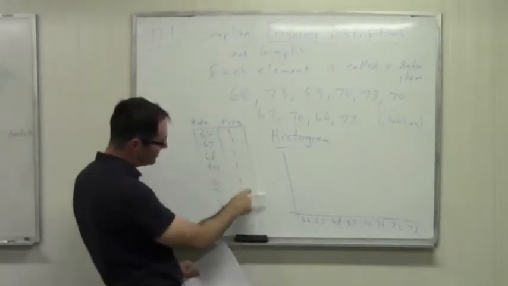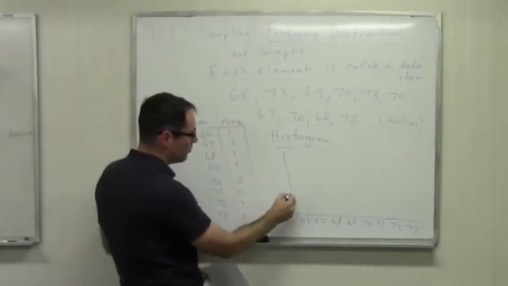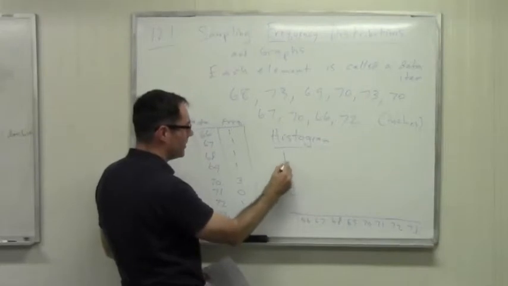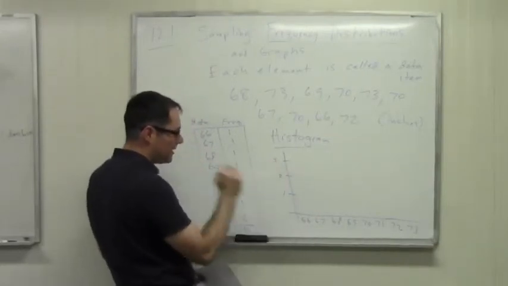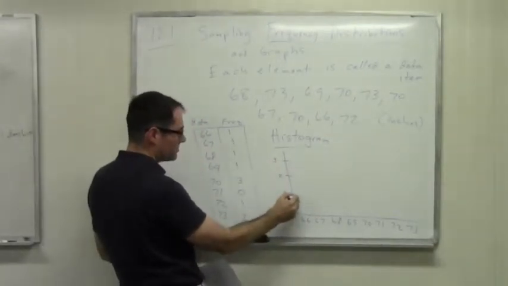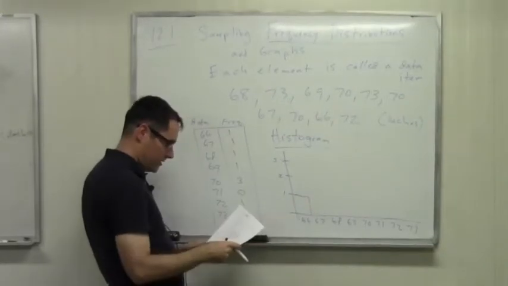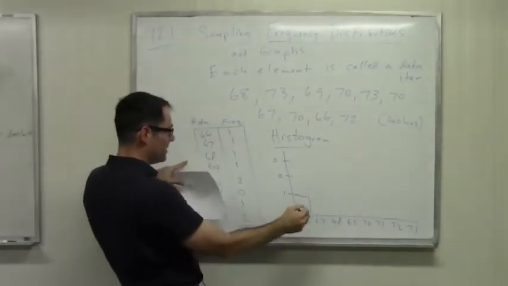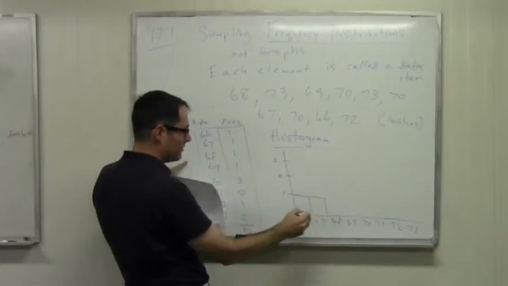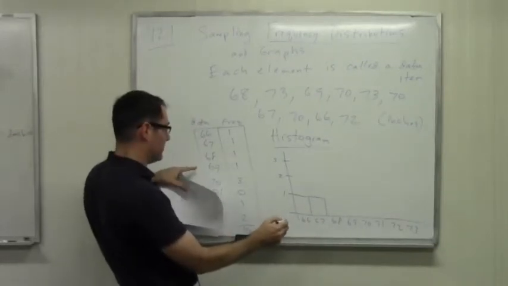Okay, so let's see. The maximum we have is 3. So let's make 1 be here, 2, and 3. Something like that. So 66 would be 1. So you can make a little block like that, right? 67 would be also 1. You might want to make these different colors if you have colors.